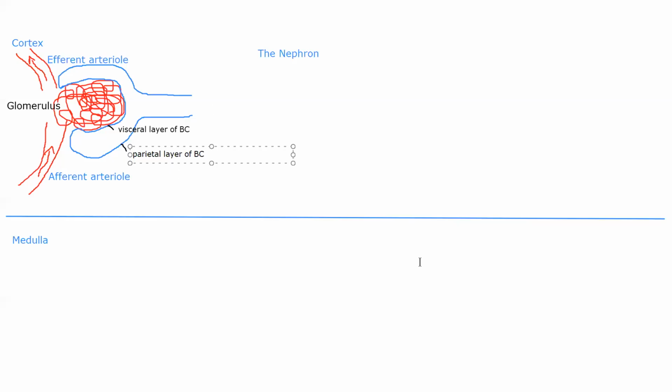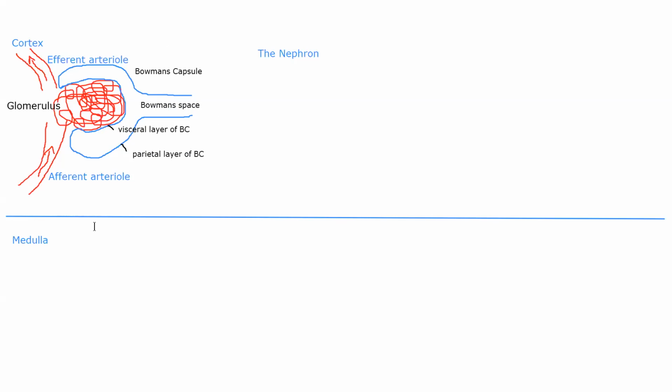What this creates is a space in between that we call the Bowman's space. Okay, so let's label this out first. So this is called the Bowman's capsule. And then the space in here is called the Bowman's space. Okay, and this is where our filtrate ends up as we filter the blood out across this membrane, and we create essentially what is going to become urine within the Bowman's space, okay?